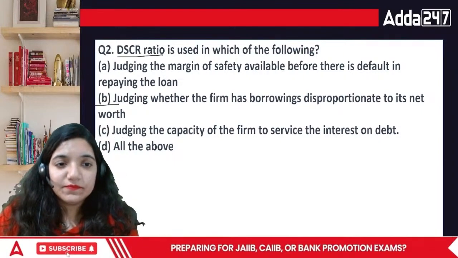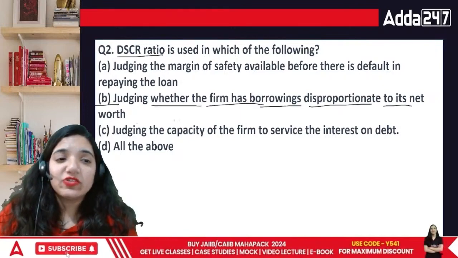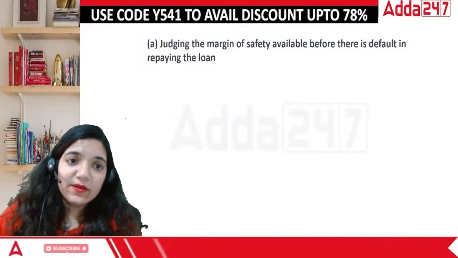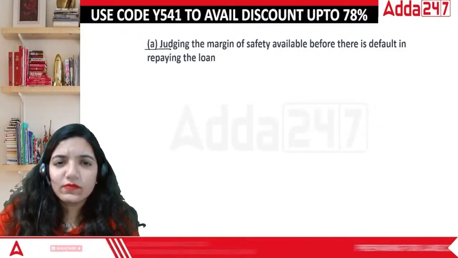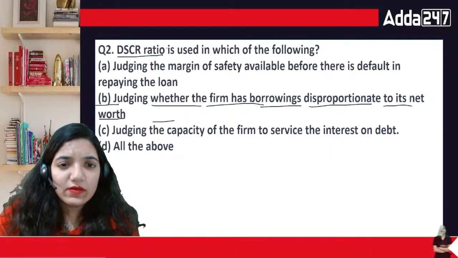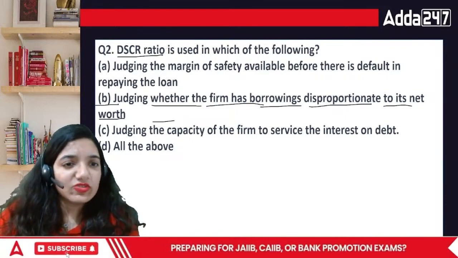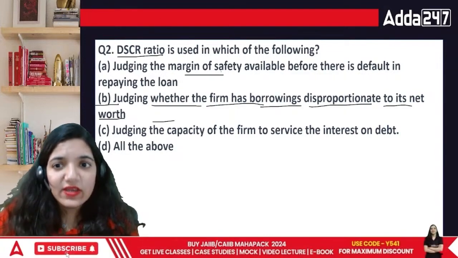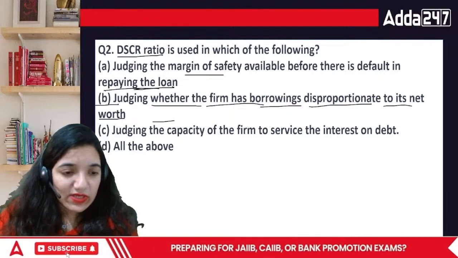That is judging whether the firm has borrowing disproportionate to its net worth. Okay? The answer is A. Judging whether the company has... the answer has to be A itself. Margin of safety regarding default and repayment. It is related to repayment of loan only. So the answer is A only.